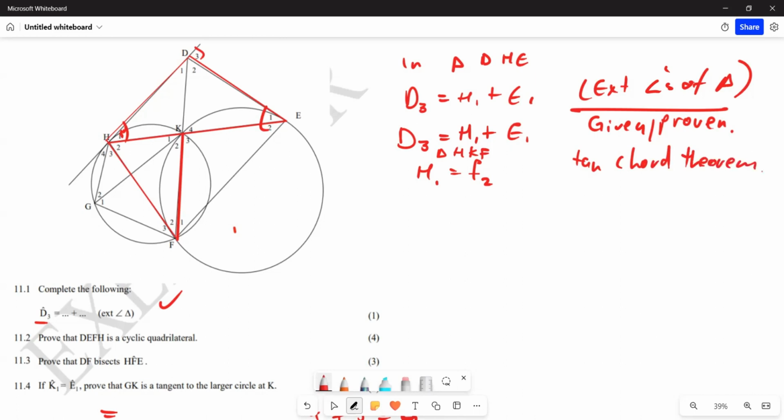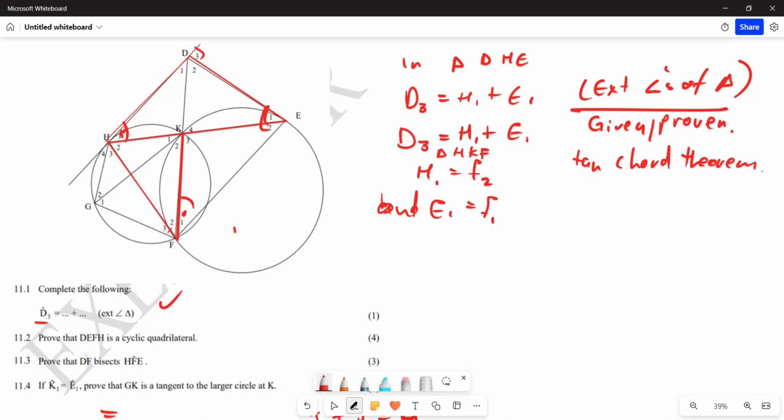Secondly, what is it that you can also take from here? Now, if you look at angle E1, my angle E1 is also going to be equal to my angle F1. It's going to be the same reason, because if you also focus on triangle KFE, can you see that this angle is your tangent, and if this is your triangle KFE, then this is going to be what?